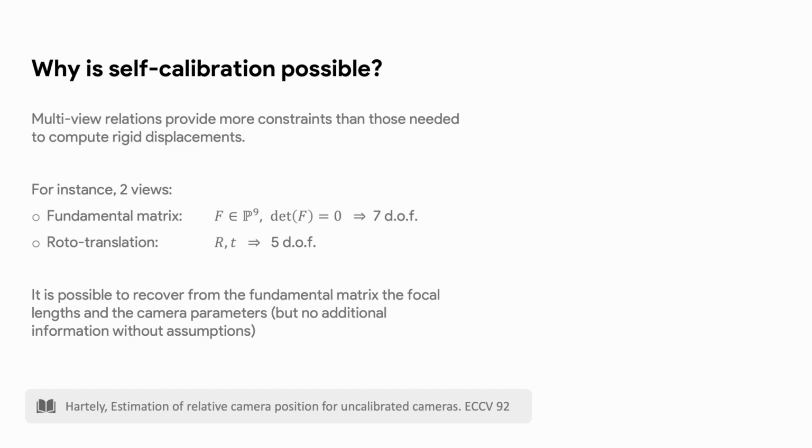Self-calibration is possible because multi-view relations provide more constraints than those needed to compute rigid displacements. If we take two views, for instance, we can compute a fundamental matrix F, which, due to the fact that its determinant is equal to 0, has 7 degrees of freedom. From a fundamental matrix, we can compute a rototranslation which has 5 degrees of freedom. This means that each fundamental matrix can be used to constrain the internal camera parameters of a camera due to the fact that there are two constraints that can be imposed on the matrix K of camera parameters.